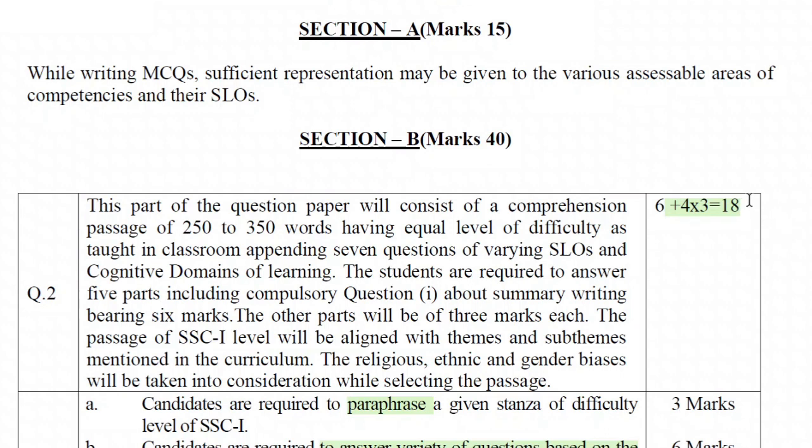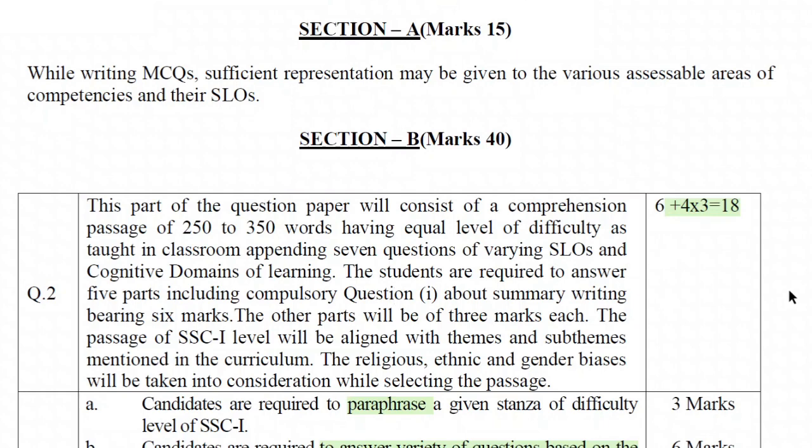Out of 18 marks, 6 marks are for summary, and out of these 6 marks, 1 mark is for the title and 5 marks are for the summary. On the other hand, you are supposed to attempt 4 questions. Each question carries 3 marks. 4 into 3 is 12, and 6, that is 18. This question carries 18 marks.